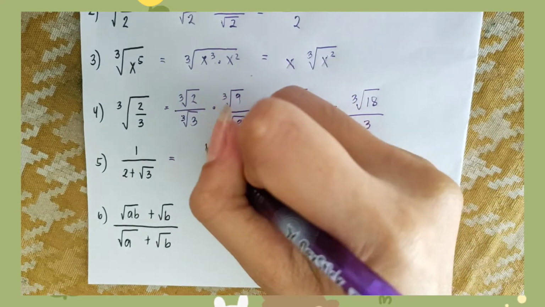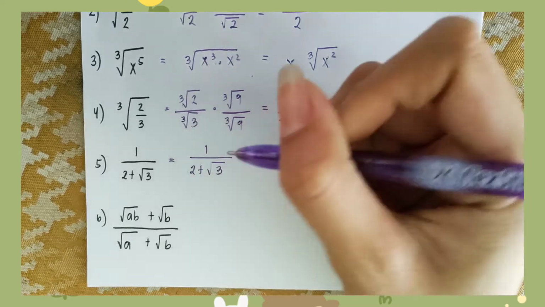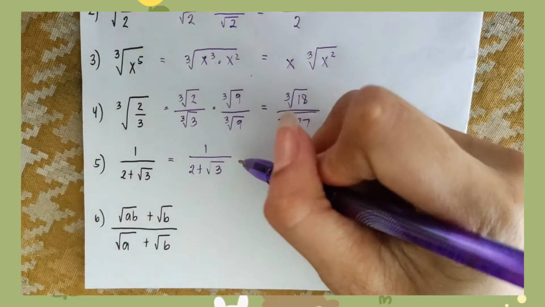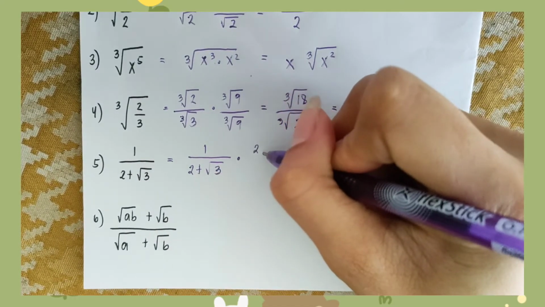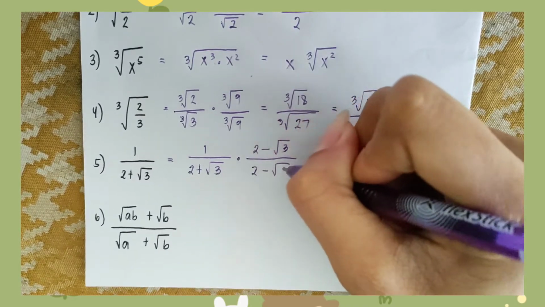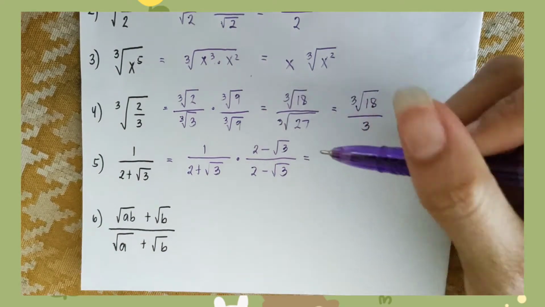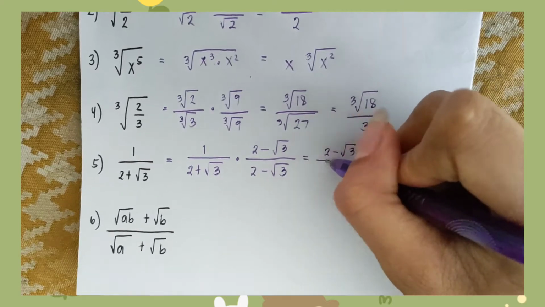So here we have 1 all over 2 plus square root of 3. Again, conjugate means we need to copy the binomial, but we need to change the sign. So we need to copy the denominator 2 minus square root of 3 and then 2 minus square root of 3. Just change the sign.